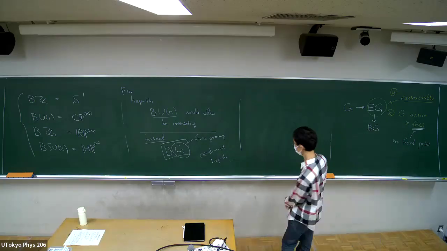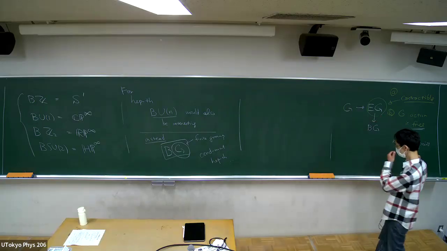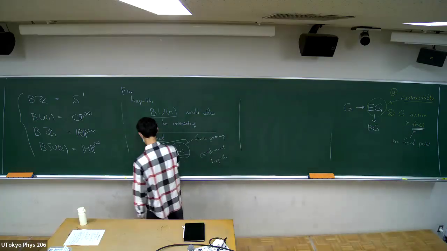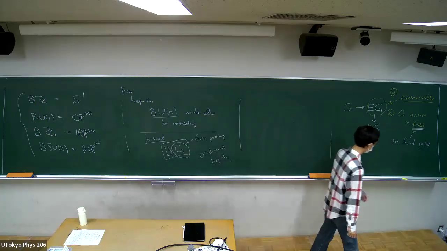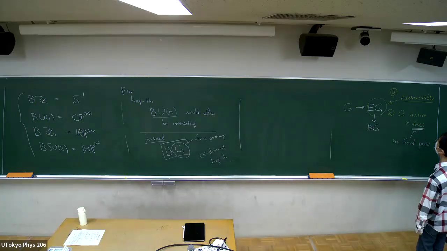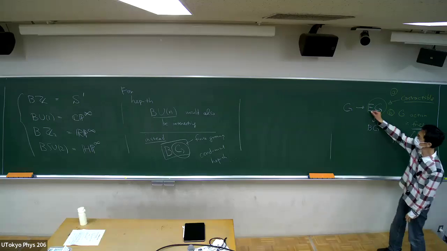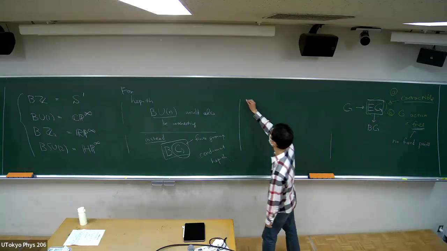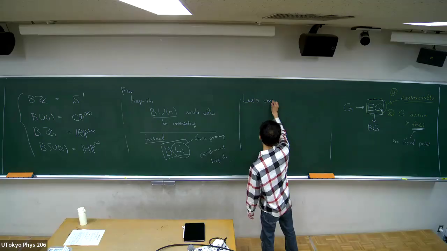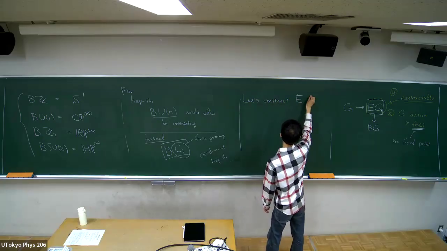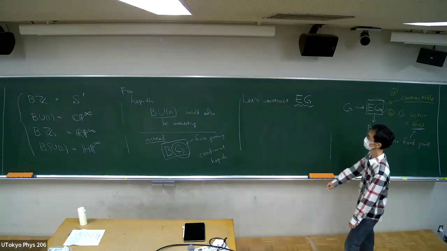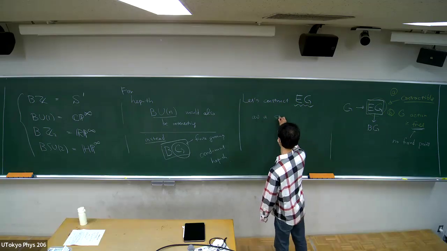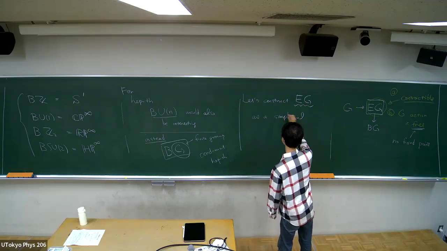I'm going to actually just construct EG. The following construction was first found by Milnor, if I remember correctly. I'm just going to directly construct this EG as a space. So let's construct EG as a simplicial complex.